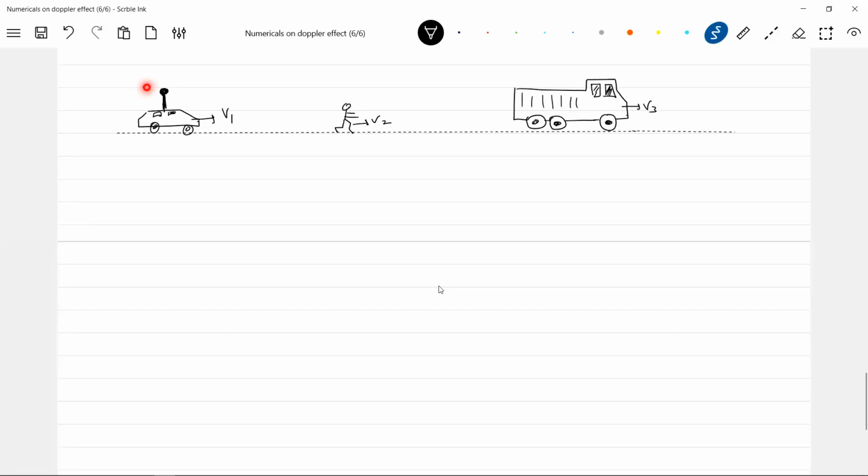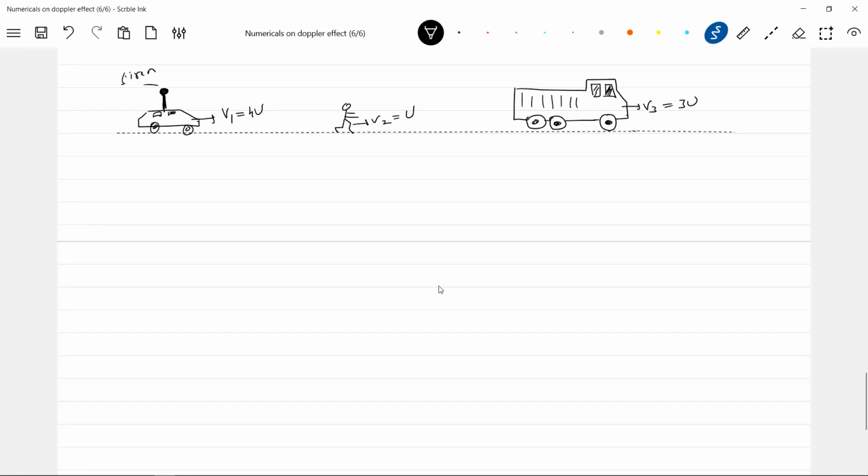Okay, this is a source. It's a siren, you can put it. Now let this move with a velocity v1. Okay, the siren is mounted on the car.